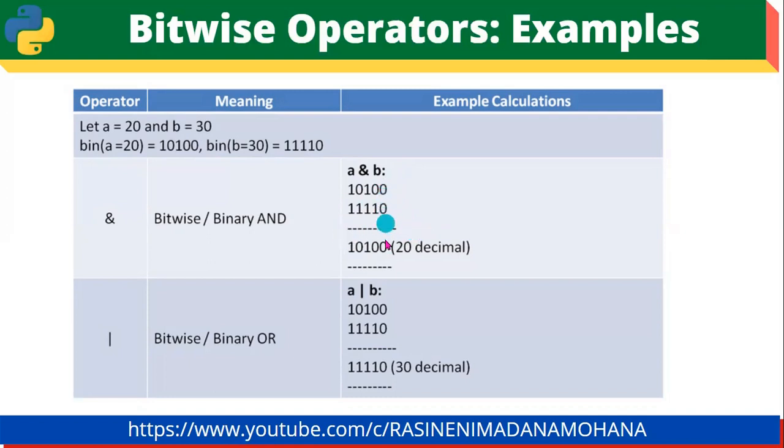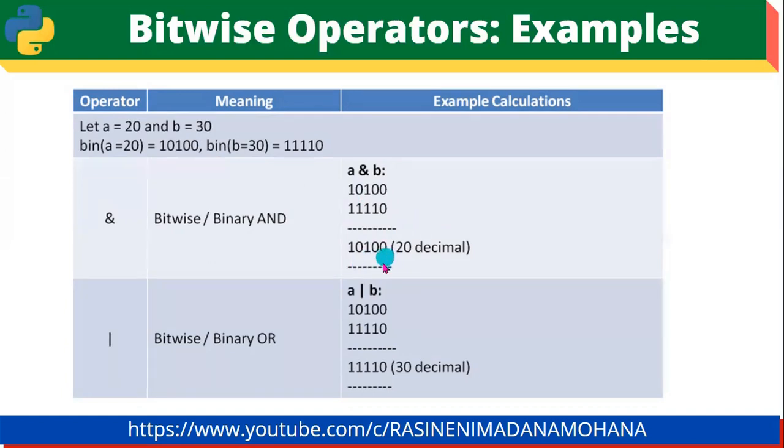First, all are zeros, so you will get 0. Then 0, 1, you will get 0. Only when both are 1 is the result 1. Here, the third one is 1. Then 0, 1, 0, 1, 1, 0. So this is again a binary value. This you can convert into a decimal value.